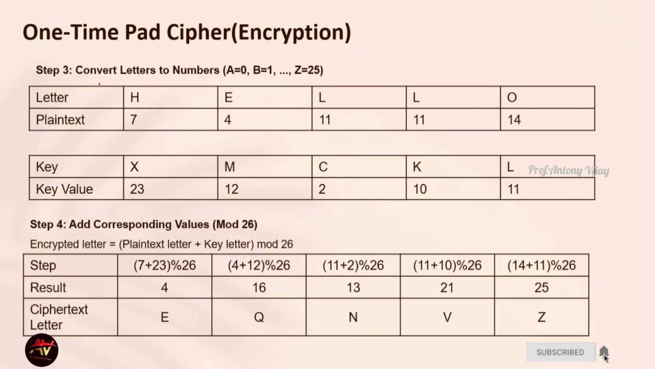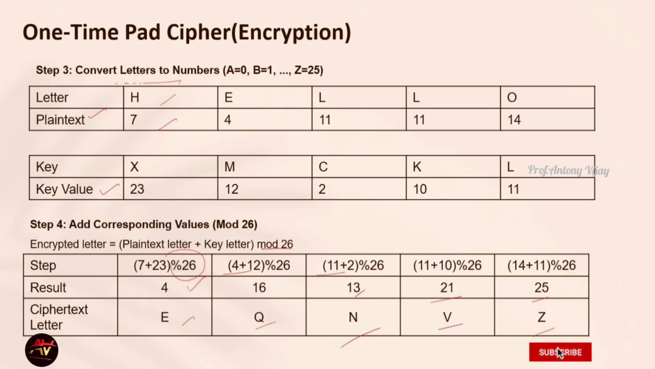Now we apply the encryption. First of all, we have to convert the letters into numbers. For each letter, we find the corresponding value, for the plain text as well as the key. After that, we add them. If the value is more than 26, we apply mod 26. So 7 plus 23 is 30. 30 mod 26 is 4. So we got E. And 4 plus 12 is 16, then Q. And 11 plus 2 is 13, N. And 11 plus 10 is 21, it is V. And 14 plus 11 is 25, it is Z. So likewise we find the corresponding values. This is called the ciphertext form.